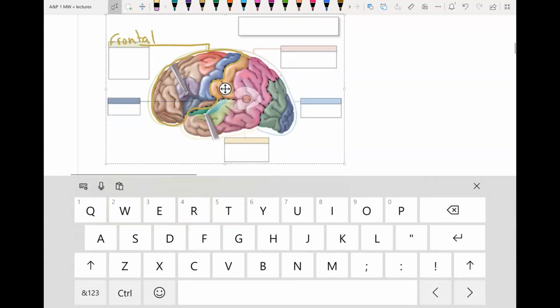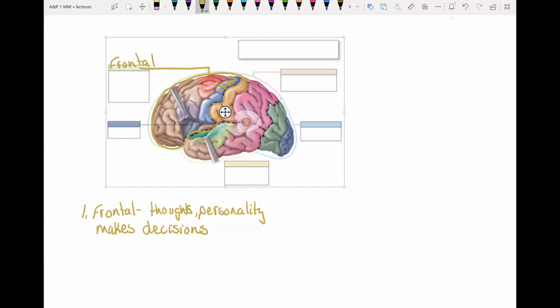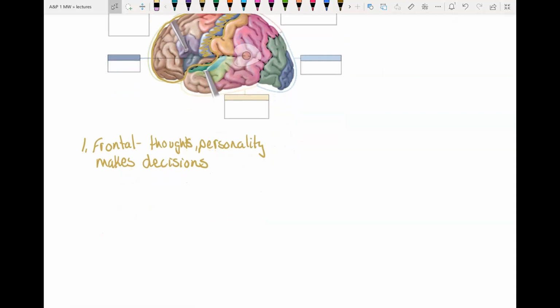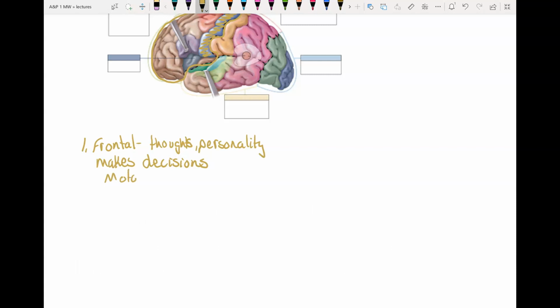So right here, this strip right here is your motor cortex. This is the part that sends the signals to your skeletal muscles. So you also have on your frontal lobe the motor cortex, and this is what controls your skeletal muscles.